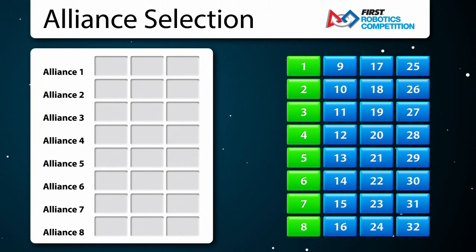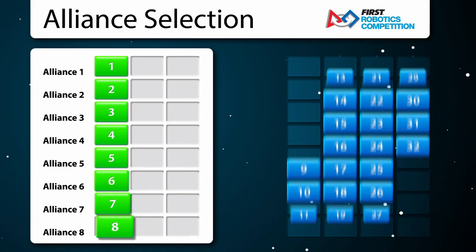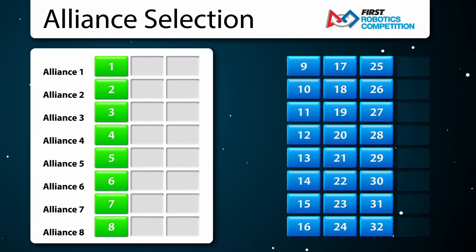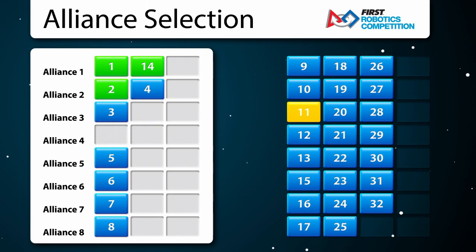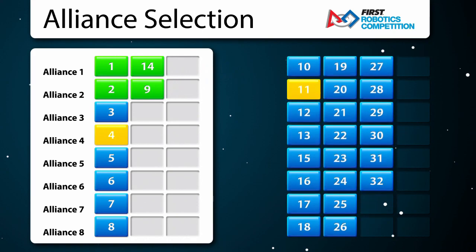The top 8 teams move into the team captain positions of the playoff alliances. The number 1 team can select any team at the event to join their alliance. If the selected team declines the invitation, then another team is chosen until one accepts. Suppose Alliance 2 selects Alliance 4, but Alliance 4 declines, and Alliance 2 selects another team, which accepts. It's now Alliance 3's turn, but the same rule applies.